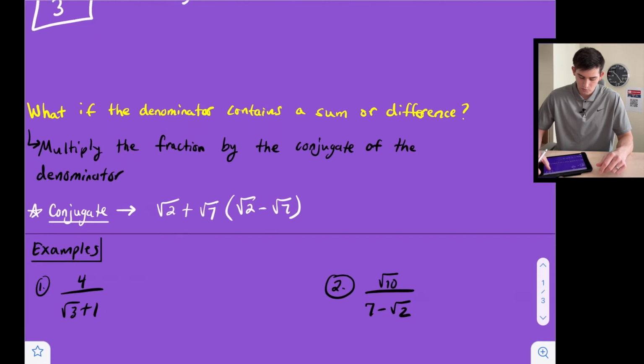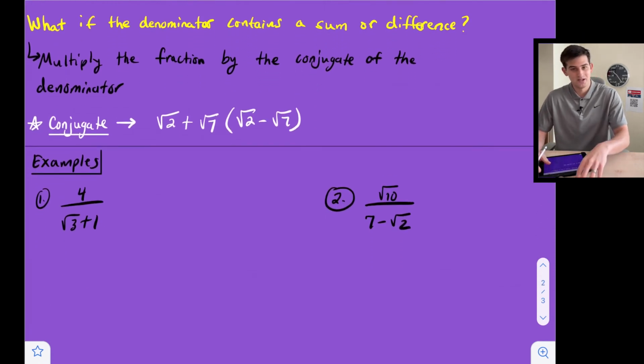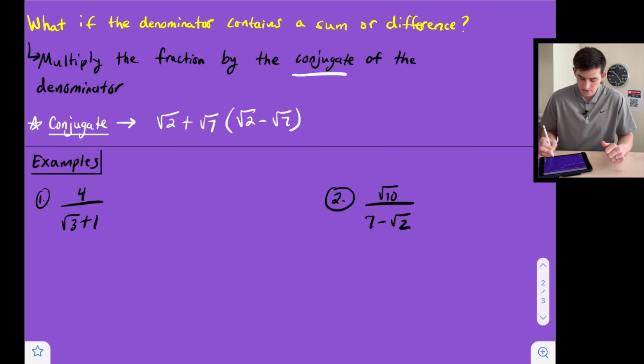Okay, so that's how you rationalize the denominator when the denominator is not an expression involving addition or subtraction. Well, what if the denominator contains a sum or a difference? Well, to do that, we're going to multiply the fraction by what we call the conjugate of the denominator. Why does this work? What does it do? Let's take a look at an example.